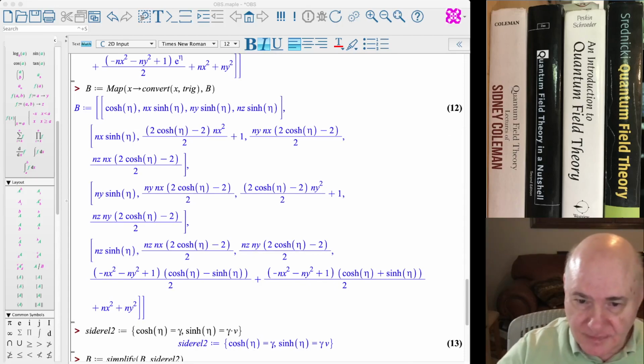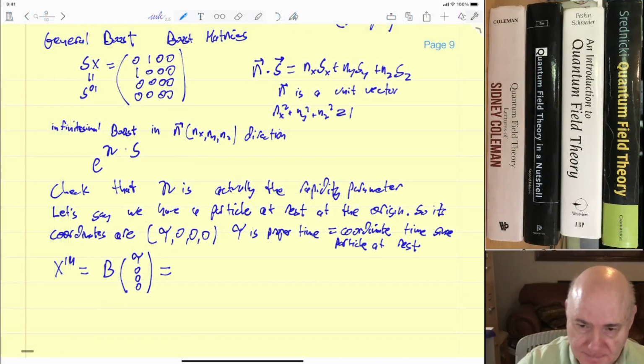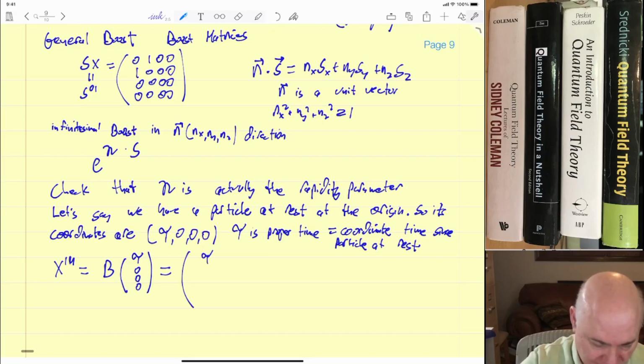So anyway, when you do that multiplication, it's just the first column. So it's tau cosh eta, nx tau sinh eta. I probably should have done it with the second form, but it doesn't really matter. And ny tau hyperbolic sine of eta, and nz tau hyperbolic sine of eta.